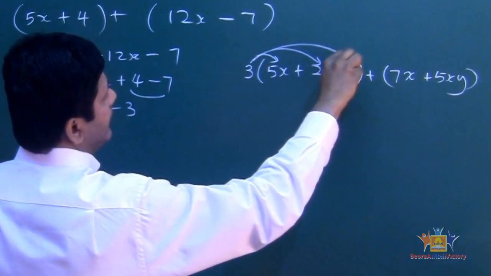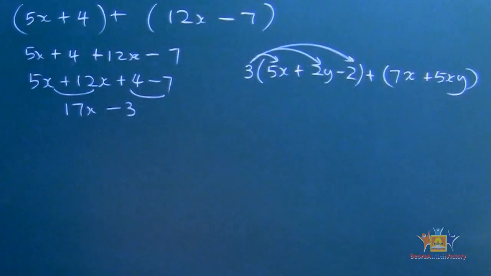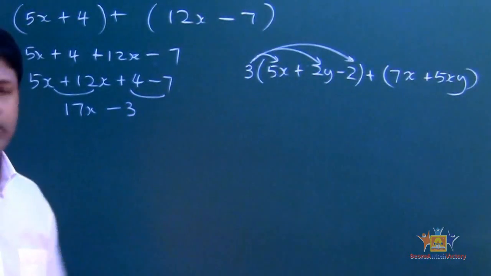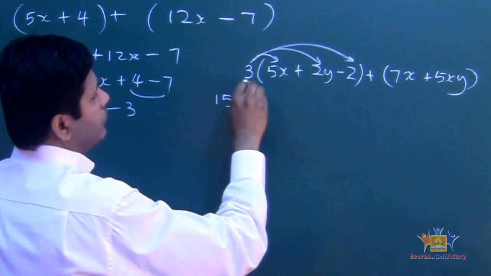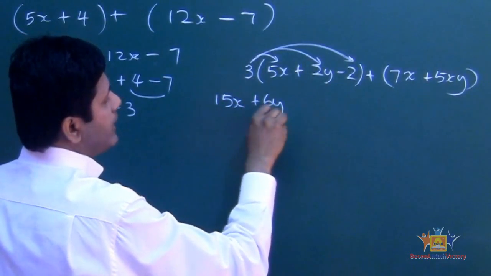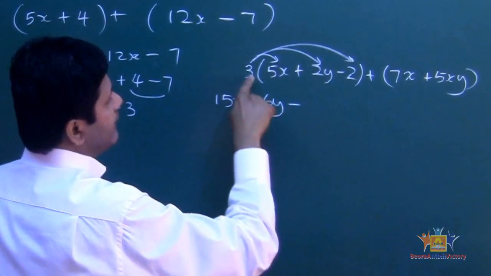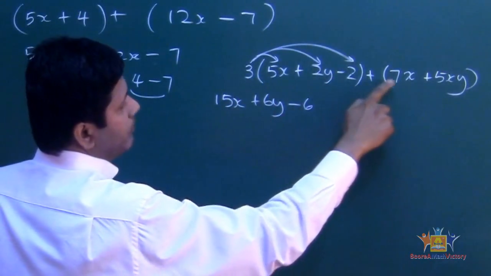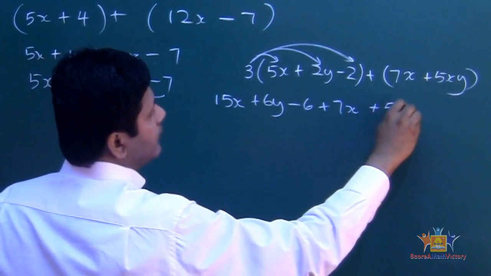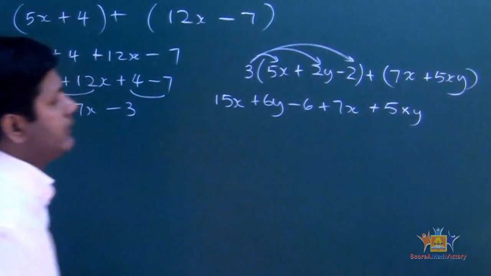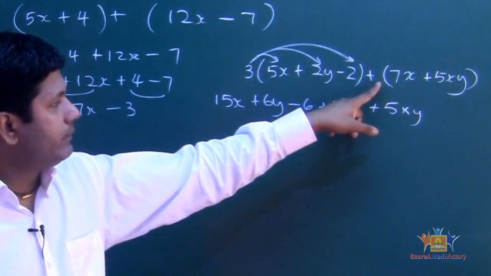I have a multiplication number there, multiplying the bracket. So to open the bracket, I've got to distribute 3 to all of them. So 3 times 5 is 15x. 3 times 2 is 6y. Positive and negative is negative. 3 times 2 is 6. Plus 7x plus 5xy. Okay? Now there is a number here, but you don't see it.